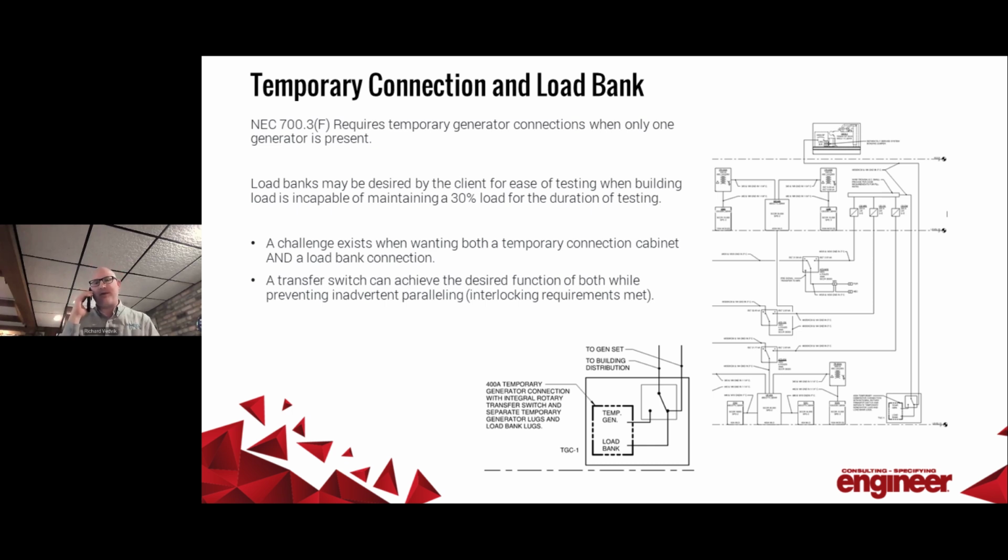Now, you can get a rotary ATS that's going to combine both features, both a temporary generator connection and a load bank connection, into the same item. So you can make the acceptance testing and operational testing a little bit easier with a load bank connection and eliminate the paralleling capability with a mechanical interlock and allow for a temporary generator connection. Plan for this early because it is obviously going to take up space.